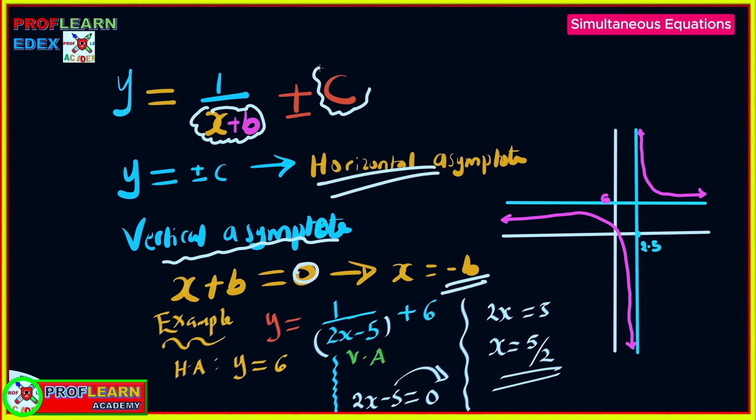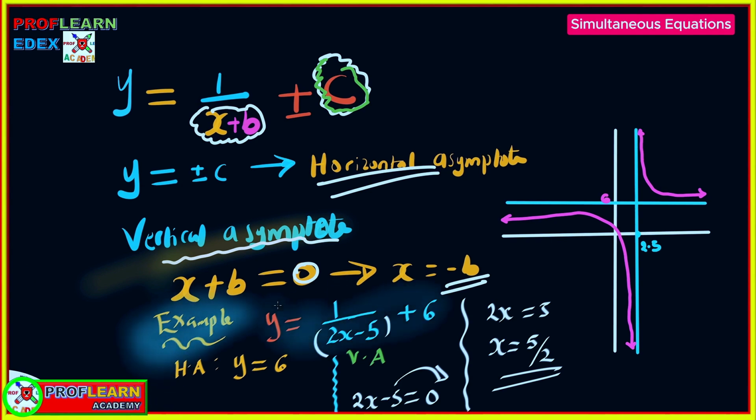So the vertical asymptote we have said is going to take that. The horizontal asymptote is going to be taken by this. You take the sign that is there. In that case, if you look at the equation that you have here for this example, the horizontal asymptote is going to be what? The horizontal asymptote is going to be y equals 6.